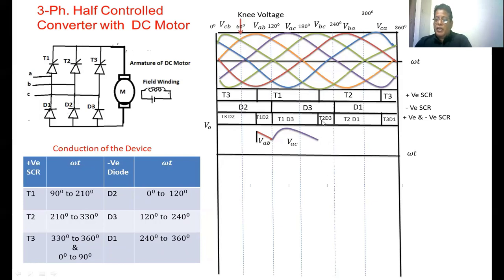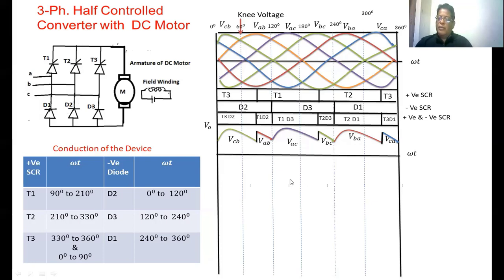But here, T2, D3 is conducting. T2, D3 is nothing but VBC. Go up and see, this is the waveform VBC. We take up the same. Next, VBA. In that manner, you complete the output voltage wave. If you observe the output voltage waveform, within the 120 degrees, what is the waveform there? The same waveform will be repeated.